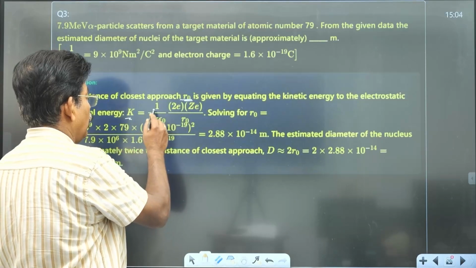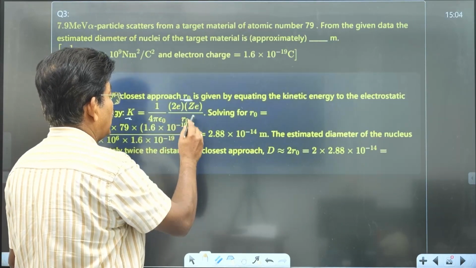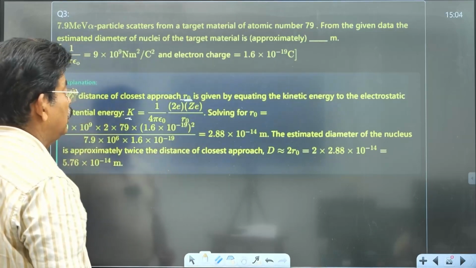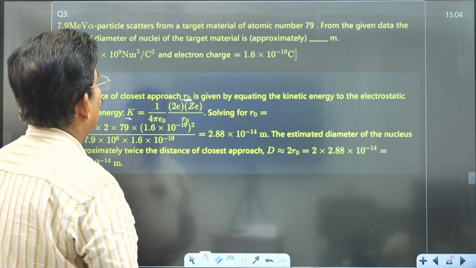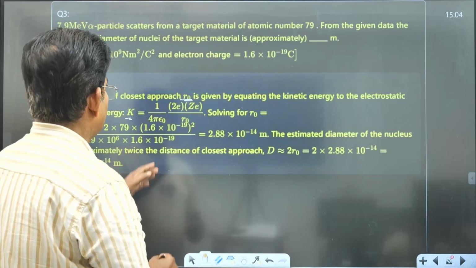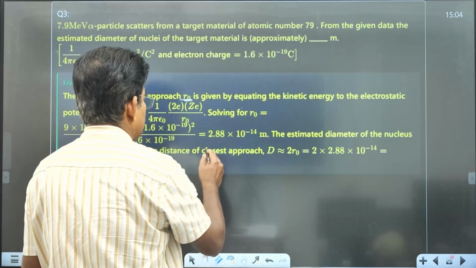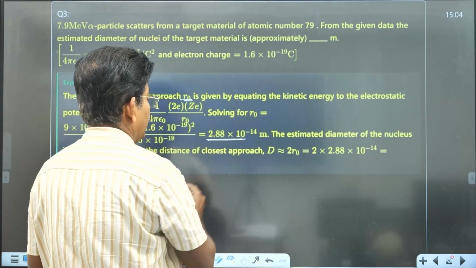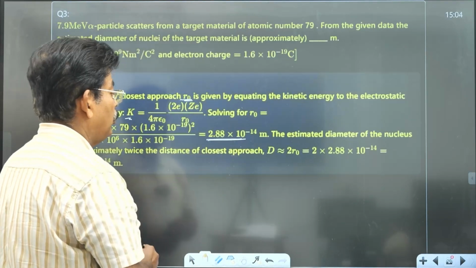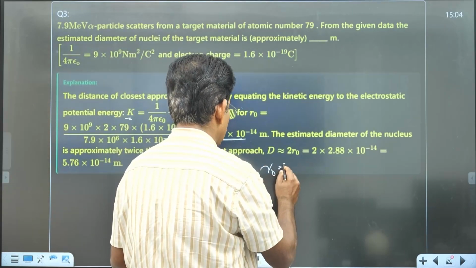K is equal to 1 by 4 pi epsilon 0, charge of alpha particle 2e, charge of nucleus is Ze. Isn't it? Okay. Now here Z is given to be 79, and we calculate this by mere substitution. All the values are clearly given. This is coming to be 2.88 into 10 to the power of minus 14 meter. This is the distance of closest approach.